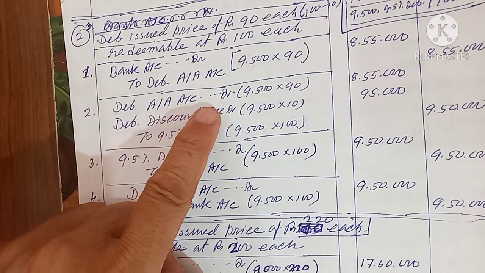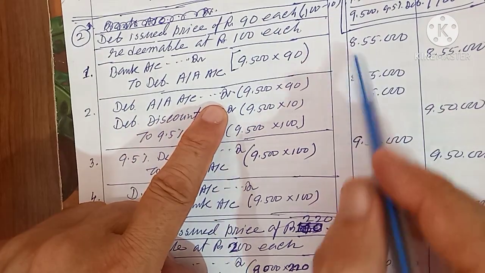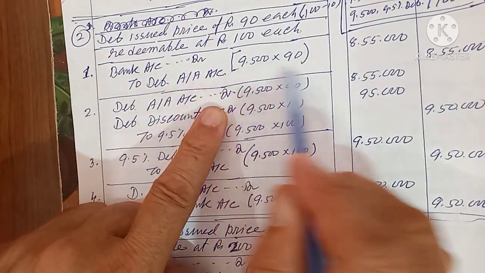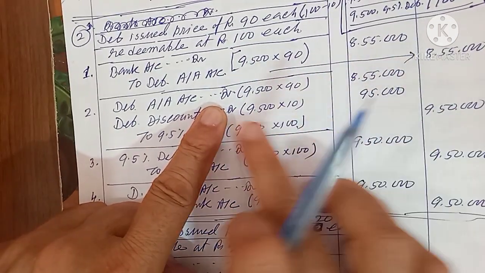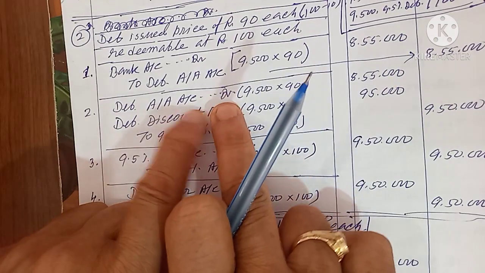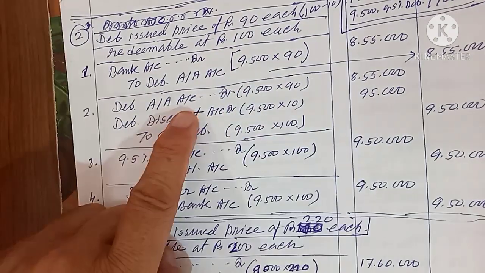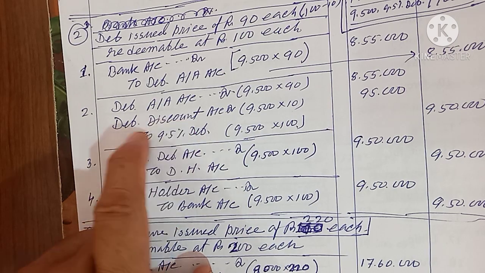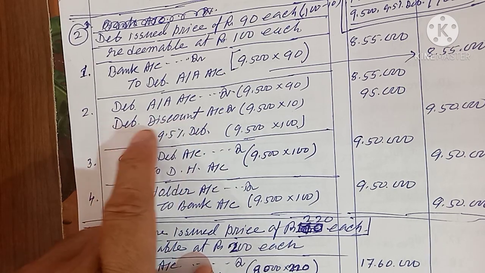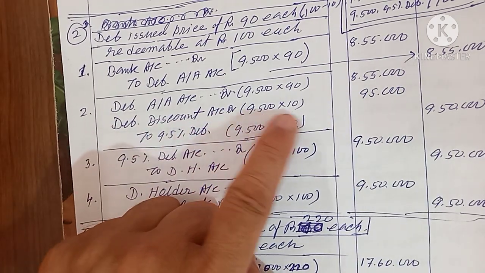Debenture application allotment account debit, the same amount will come which you wrote there. The application allotment account, which you wrote 8,55,000, the same amount will be here. It was debited there, it will be credited here, so that it will be cancelled. And debenture discount account will come here, it is a type of loss, for that it comes as debit. Debenture discount account debit 9,500 into 10.